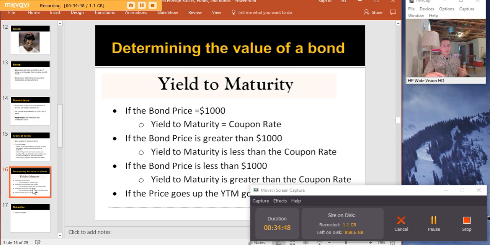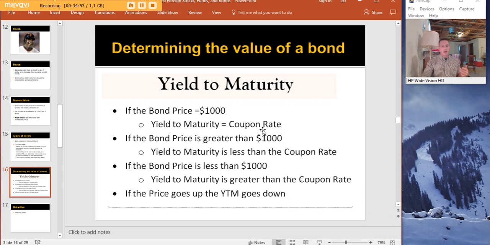And going through this just sort of explains the yield to maturity and how we analyze it. If the bond price equals $1,000, then the yield to maturity would simply equal what the coupon rate is as a percentage of that $1,000.